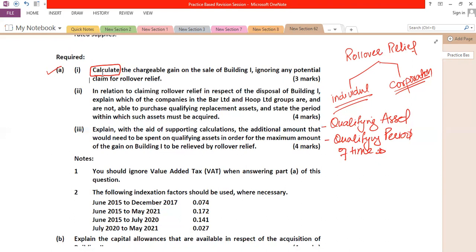Now, A part is related with the chargeable gain, the rollover relief. So let's focus on A part first. And as it's a question of the company, you can see here we have been given indexation allowance factors. And you might remember that the indexation is only applicable till December 2017, right? So we have to find out the relevant indexation allowance.